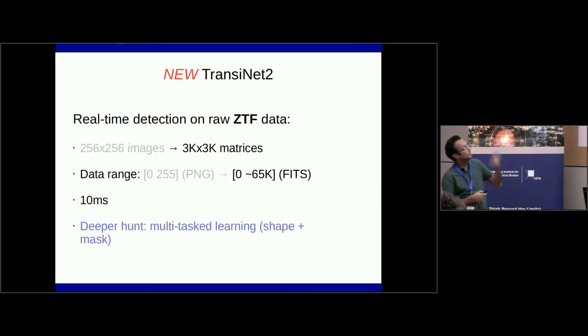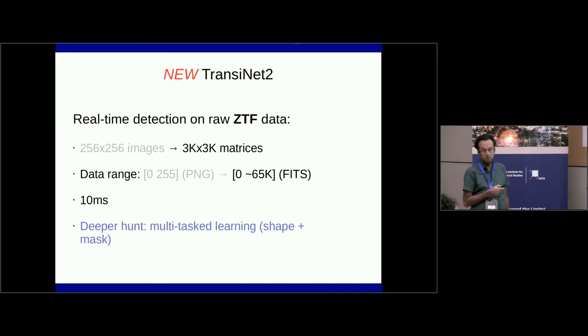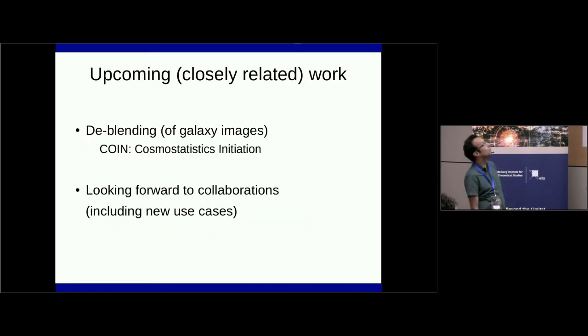And these are the latest results I got last night: this works on ZTF raw data, 3K by 3K matrices with pixel values in the 0 to 65K range. And we are also using some tricks to even go deeper into the space and detect more. Yeah, these are the future works, and thank you.